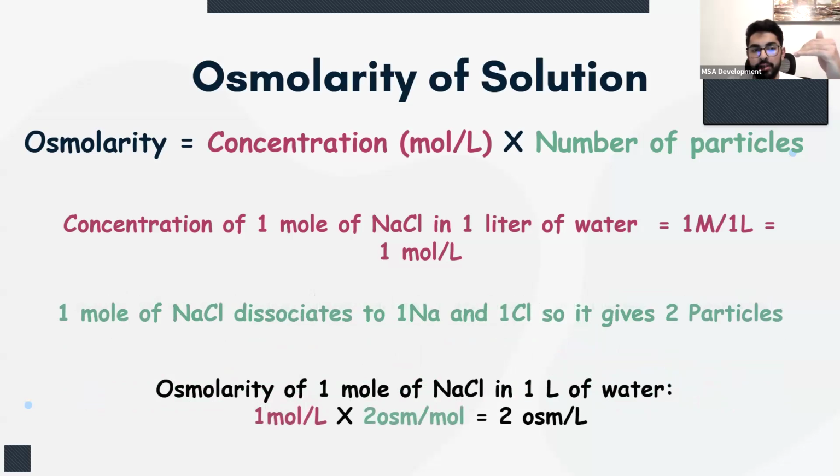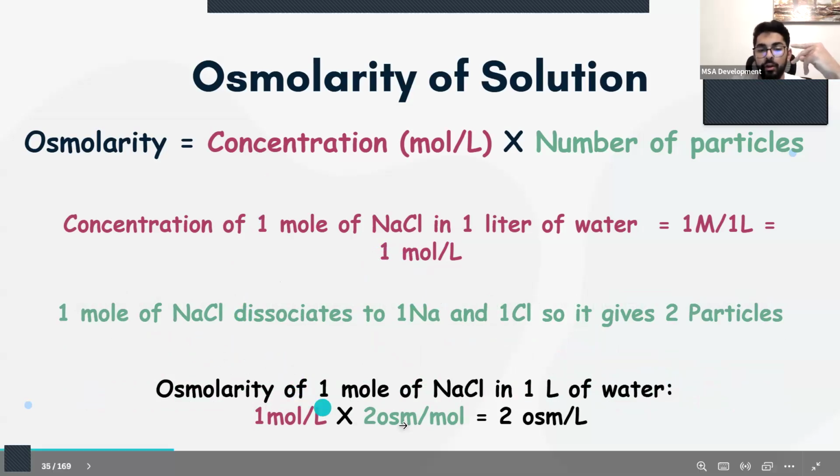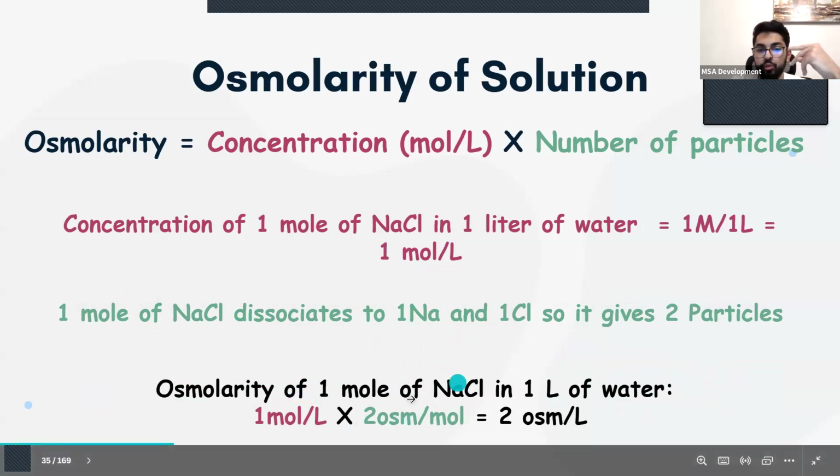Let's try to calculate the osmolarity of 1 mole of NaCl in 1 liter of water. So the concentration is easy, 1 mole per liter. What about the number of particles? We said that NaCl dissociates into two particles. So the number of particles is going to be 2 osmoles per mole. 1 mole divides into 2 osmoles.